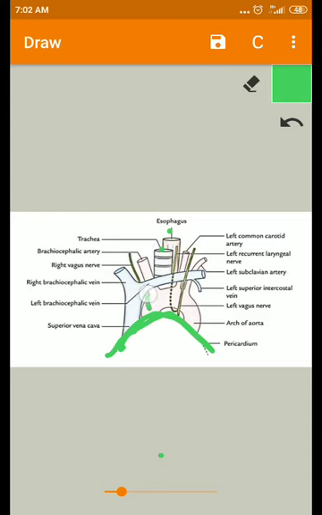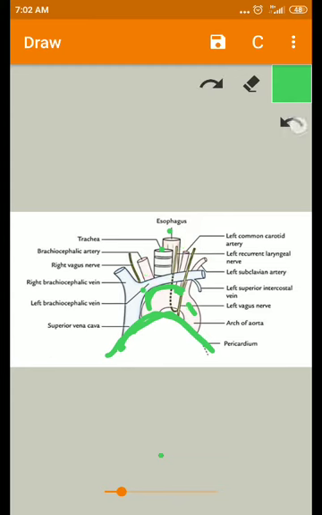Next one is the arch of aorta, and it has branches. What are the branches? One is the right brachiocephalic artery. On the left side it gives two arteries: one is the left common carotid artery, and the left subclavian artery.